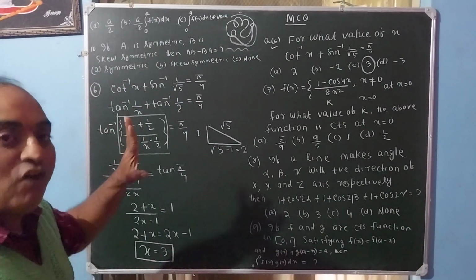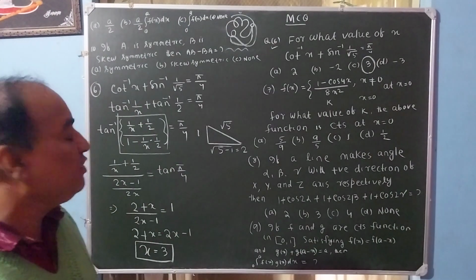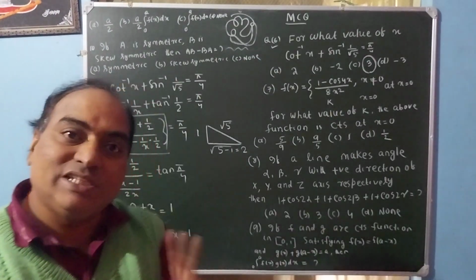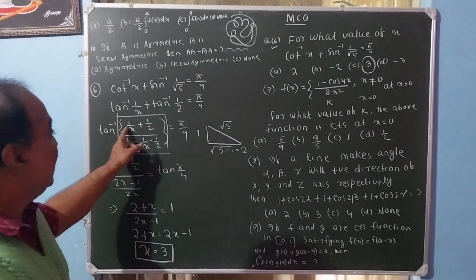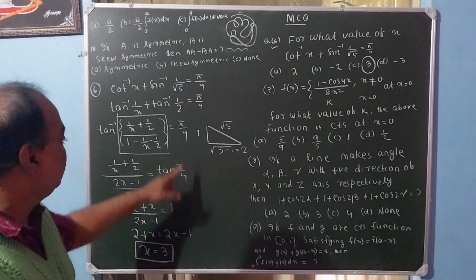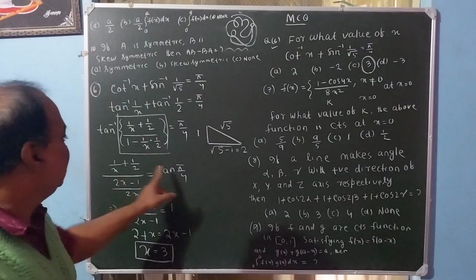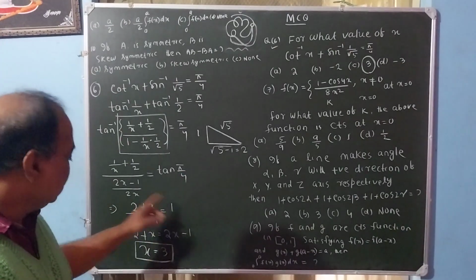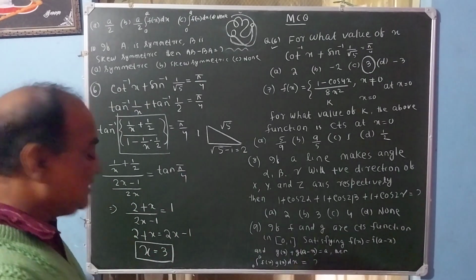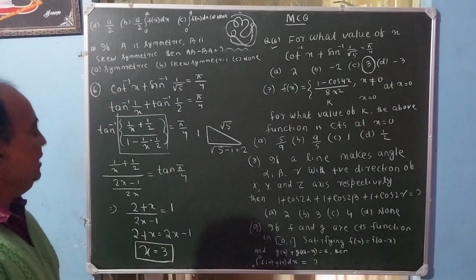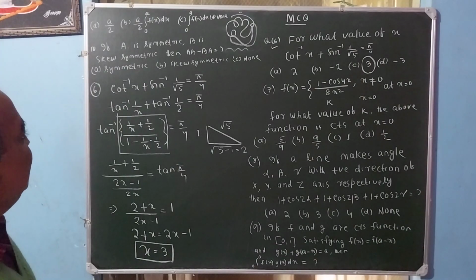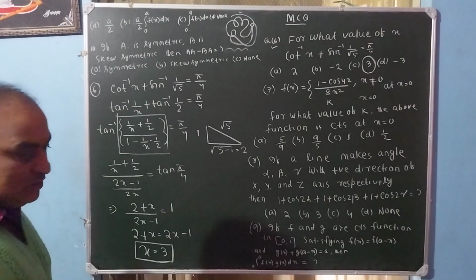So applying one formula in inverse trigonometric functions, tan inverse x plus tan inverse y is tan inverse of x plus y by 1 minus xy. So tan inverse of the box is equal to this, and the box is equal to tan pi by 4. On simplification, we get x is equal to 3. This is the correct answer of this question.